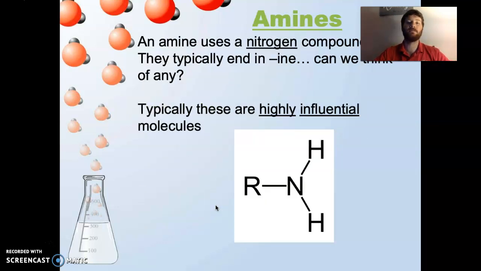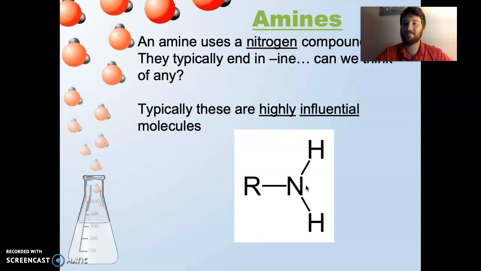Amines. An amine uses a nitrogen compound. Here's a hydrocarbon with an N with 2 H's on it. That makes the N have 3 bonds, which it needs because nitrogen has 5, and needs 3 more to get 8 to fill the octet rule. Amines are highly influential molecules.